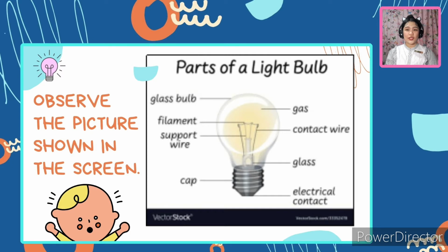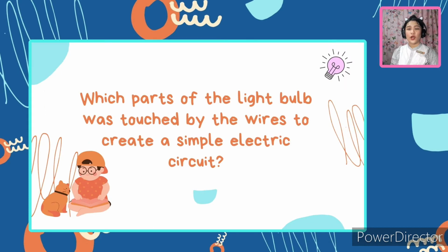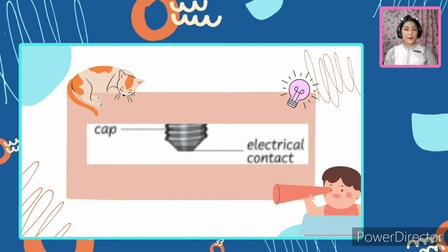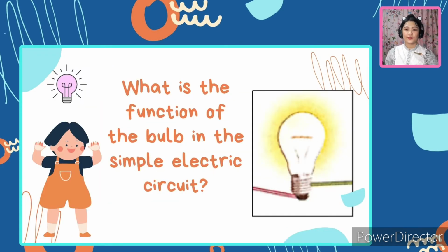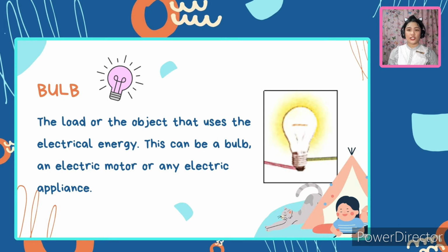Observe the picture shown in the screen. I want you to focus on the labeled parts of the bulb or light bulb. Which parts of the light bulb was touched by the wires to create a simple electric circuit? It was the cap and the electrical contact. What is the function of the bulb in the simple electric circuit? Bulb. The load or the object that uses the electrical energy. This can be a bulb, an electric motor, or any electrical appliance.